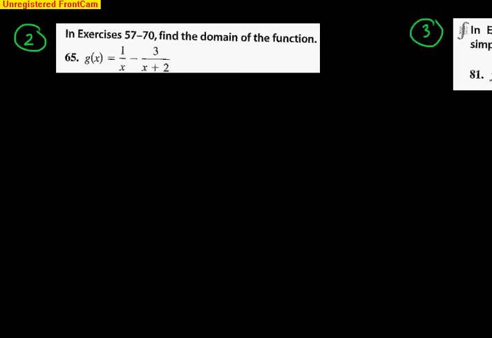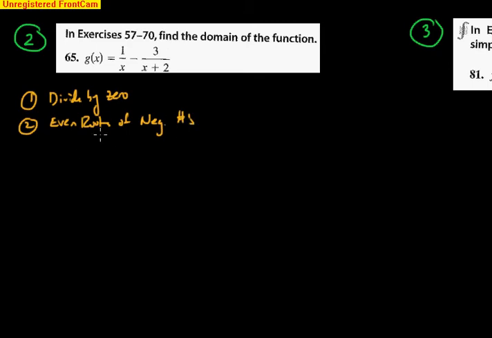Next problem. We're going to find the domain of this function. So there are two issues. Remember, one, divide by 0. So you can't have 0 in the denominator. And 2, you have even roots of negative numbers. So you can't have negatives underneath the square root.